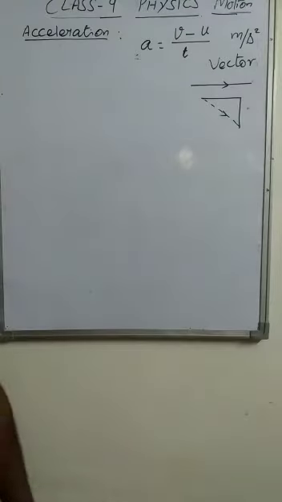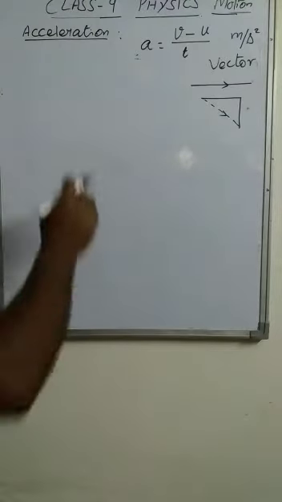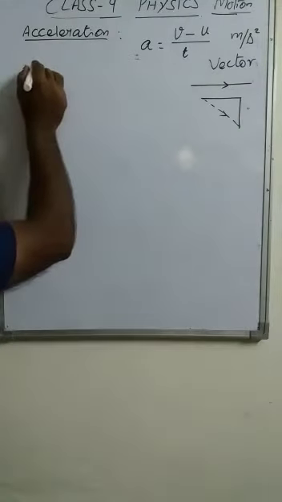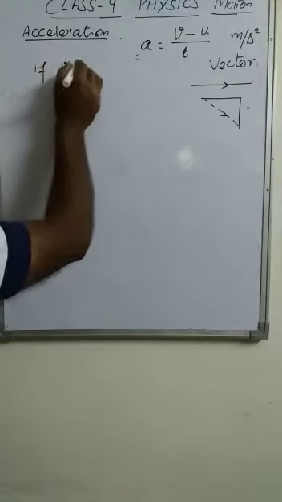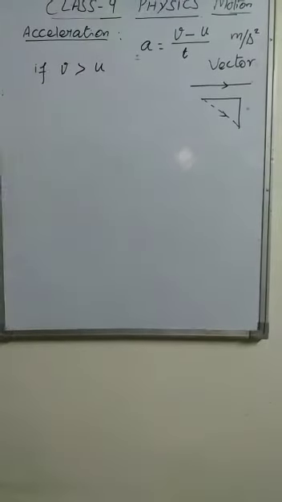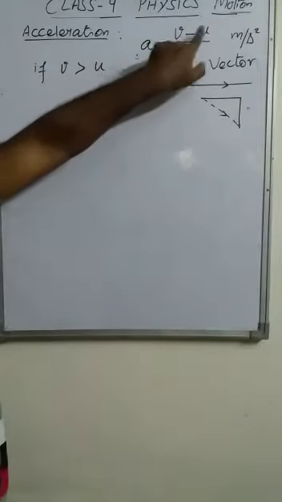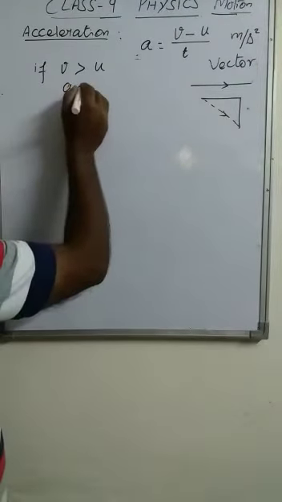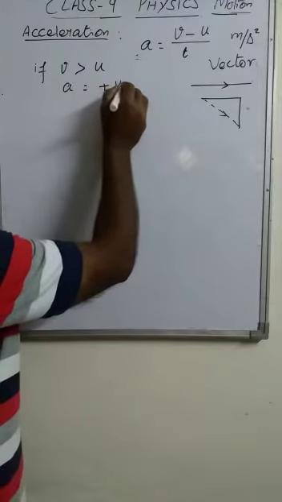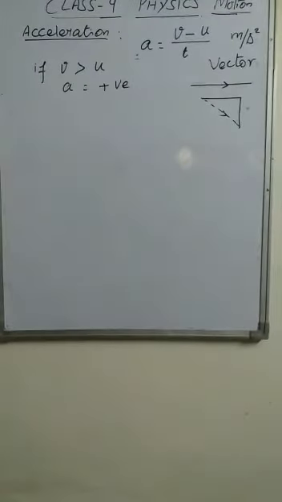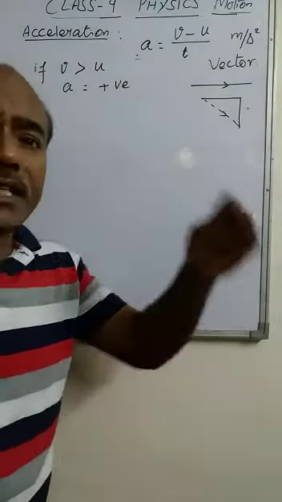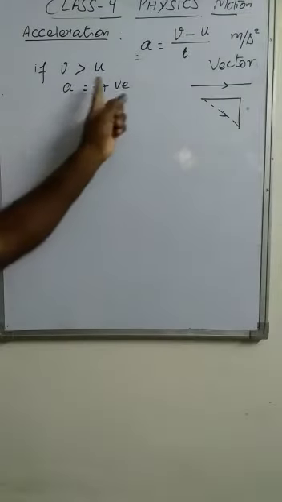These things were discussed. Then the other three cases were also discussed in the last session. If v is greater than u, so this value is greater than this one, in this case a is positive. We call that positive acceleration: if the velocity of an object continuously increases, then the acceleration is positive.